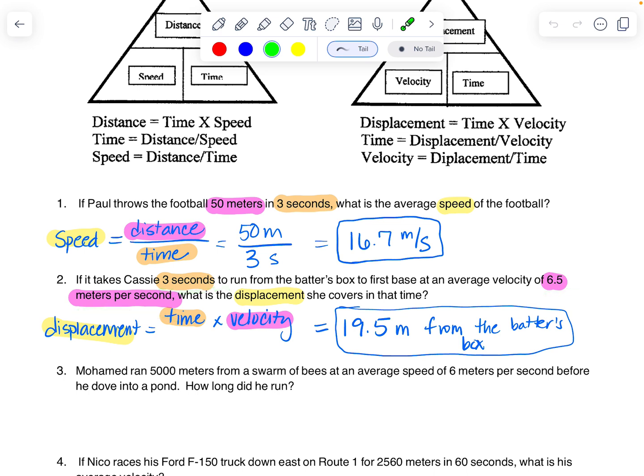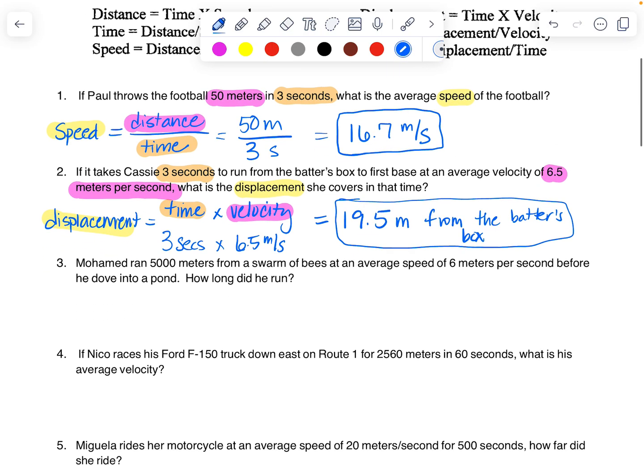So if you multiply those two together, I'll write below here 3 seconds times 6.5 meters per second, then you're going to get 19.5 meters, because displacement is a measurement of how far, and then you need a direction because it's displacement, so I put from the batter's box.